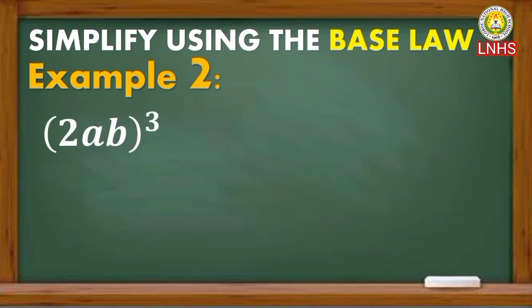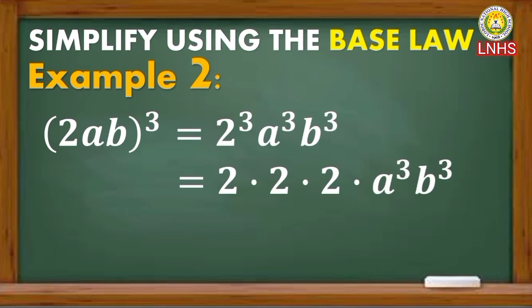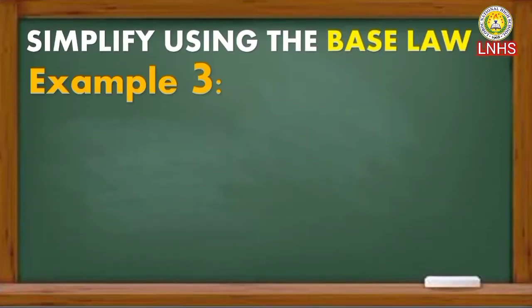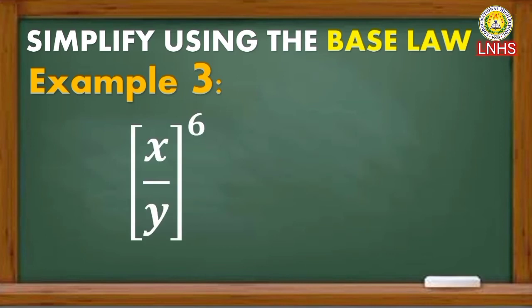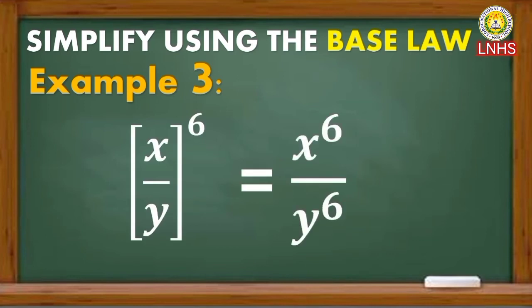Example number 2. 2ab raised to the power of 3 is equal to, just simply distribute the exponent 3 to each variable. So the result is 2 raised to the power of 3 times a raised to the power of 3 times b raised to the power of 3. And the result is 8a cubed b cubed. Example number 3. x over y raised to the power of 6. It will become x raised to the power of 6 over y raised to the power of 6.